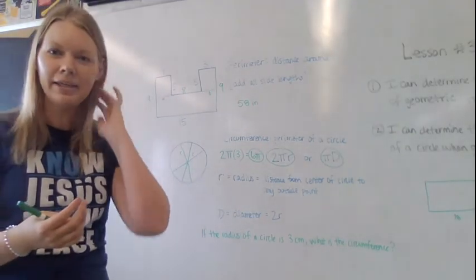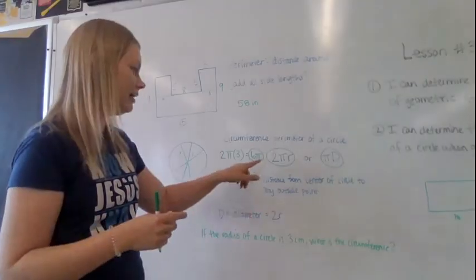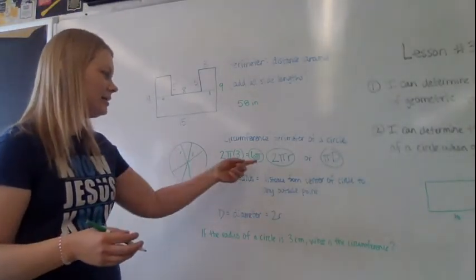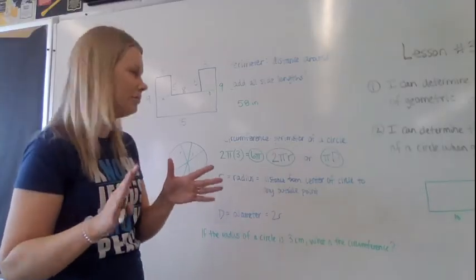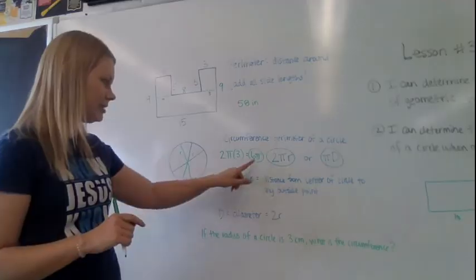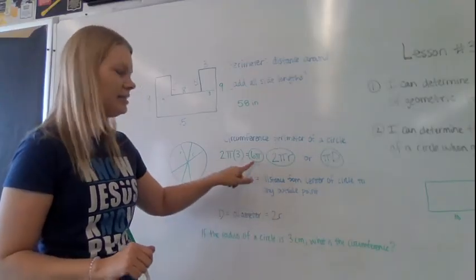Now, if you would like, you've got a pi key on your calculator. You can type that in and get just a number. But I tend to prefer that it's just in terms of pi. That's the most accurate and it's the easiest for you. You're not having to deal with decimals or anything like that. And so the answer to this problem, where the radius is 3 centimeters, is 6 pi.